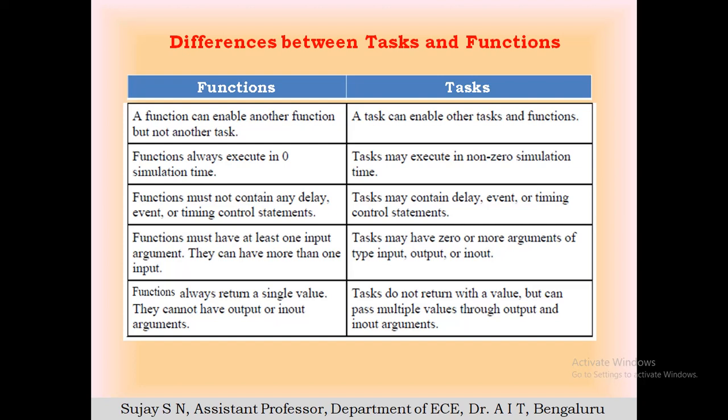And in functions, at least one input argument should be there. Within the task, it may contain arguments or it may not contain arguments, but it will allow input, output or in-out type. And functions always return a value. It is a single value. And tasks, depending on the output arguments, are going to return multiple values. They can pass multiple values.